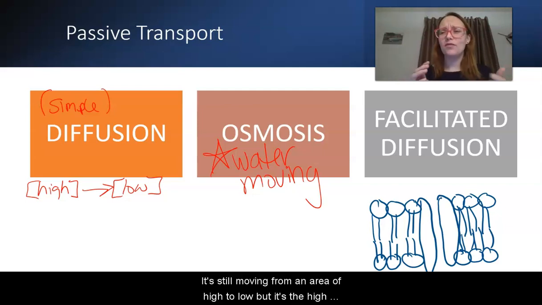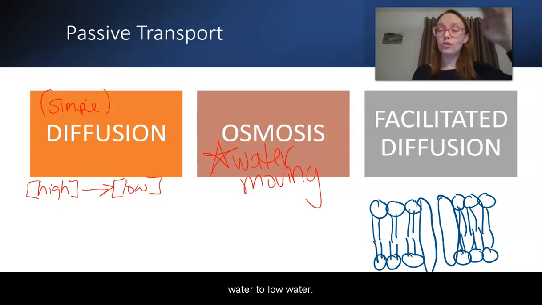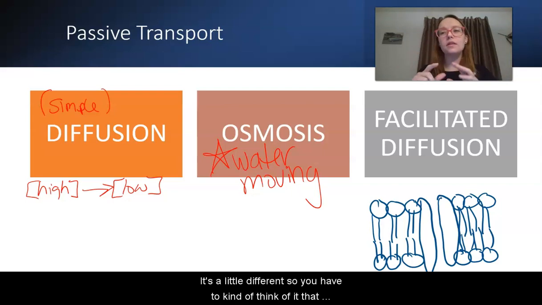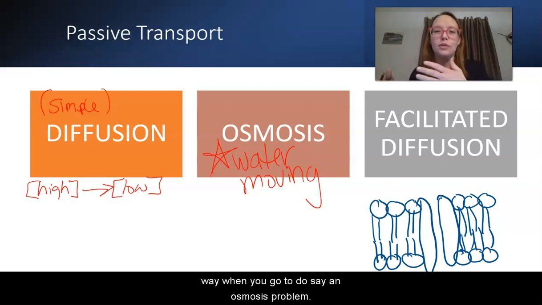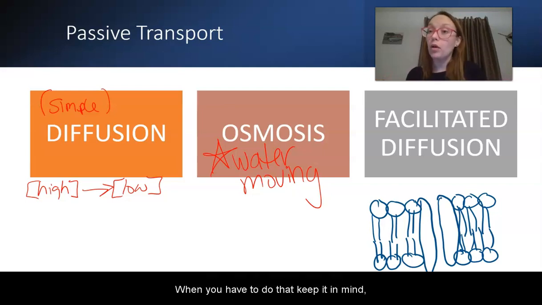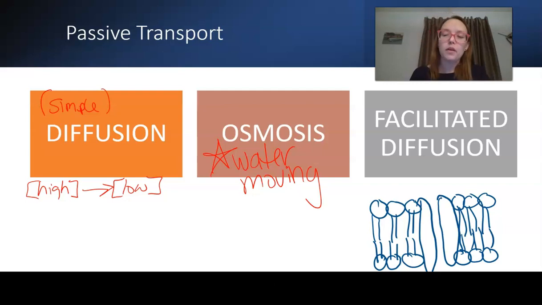It's still moving from an area of high to low, but it's the high water to low water that's a little bit different. So you have to kind of think of it that way when you go to do, say, an osmosis problem. When you have to do that, keep it in mind, water's the one that's moving.